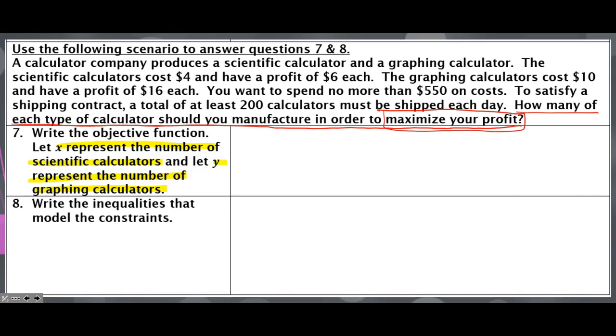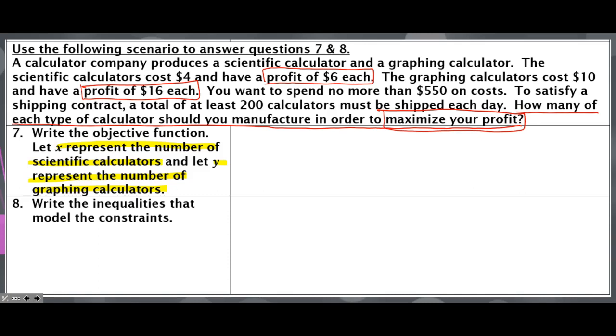So now what I'm going to do is kind of look backwards, and I want to see if I can find numbers that go along with profit. So I'm going to look to the second sentence. It says the scientific calculators cost $4 and have a profit of 6. So that profit of 6 is what I'm looking for. And then the graphing calculators cost $10 and have a profit of $16 each. So those are the two numbers that I want to use.